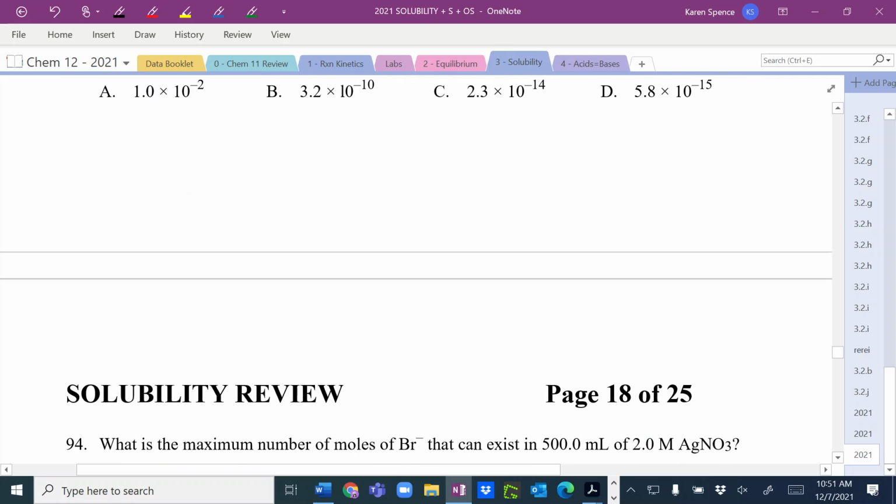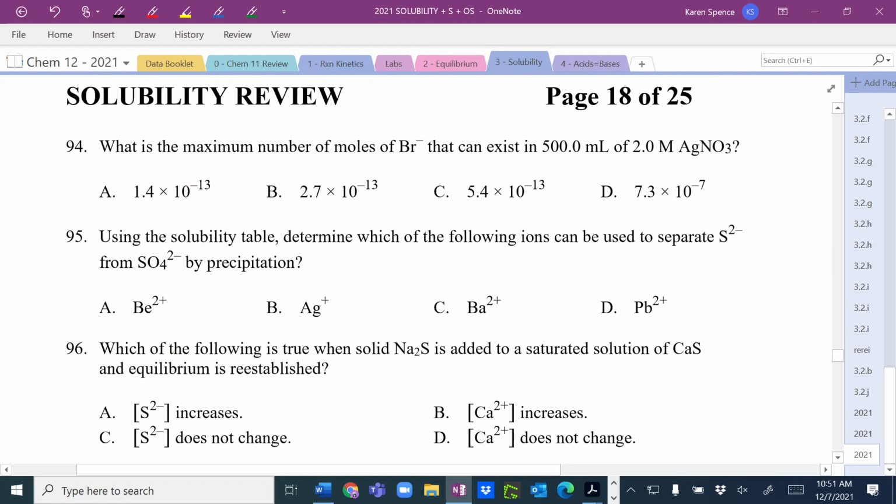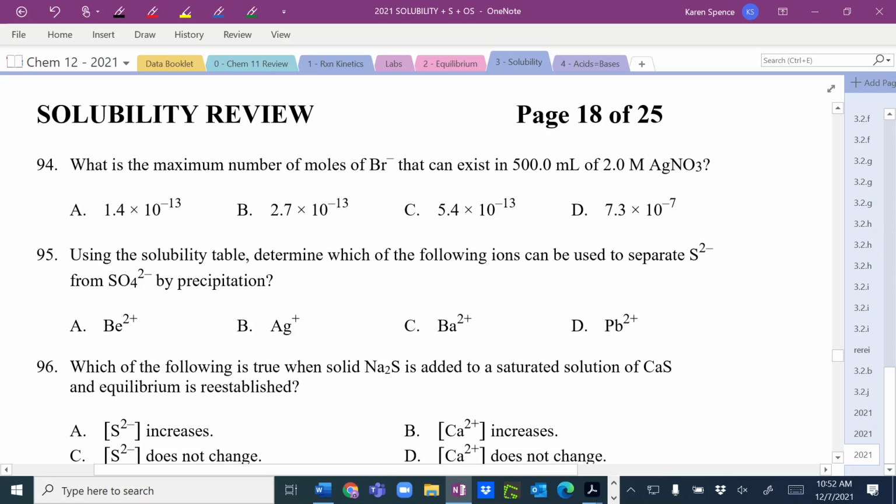Number 94. What is the maximum number of moles that can exist in 500 milliliters of 2 molar AgNO3? And what that means is that without a precipitate forming, yes? So that's a maximum. So that's going to be the case where you have your KSP, and it's going to be for AgBr. That's going to be our solid if we're identifying the precipitate. The precipitate is AgBr.